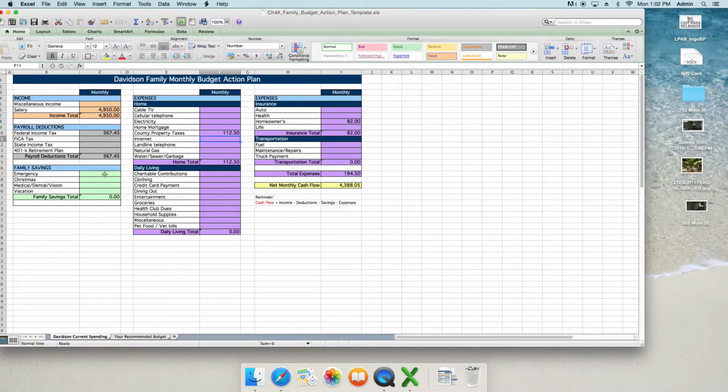So again, you'll fill all this in. In the end, I promise their net monthly cash flow will be negative, and then you will make your recommended budget. And so you basically do the whole thing over again, but you'll change some things and what you think that they can cut back on.